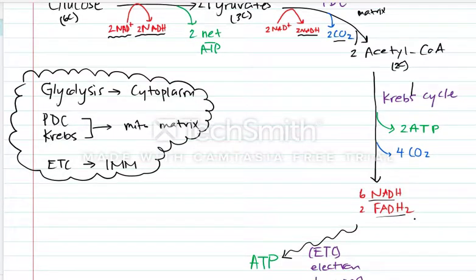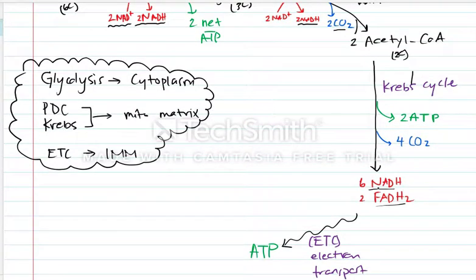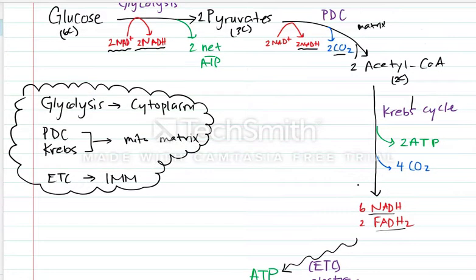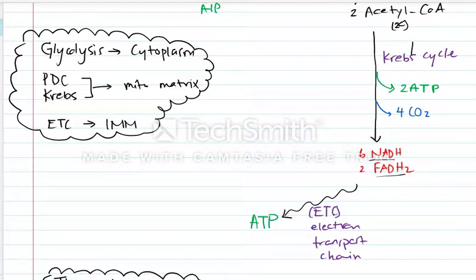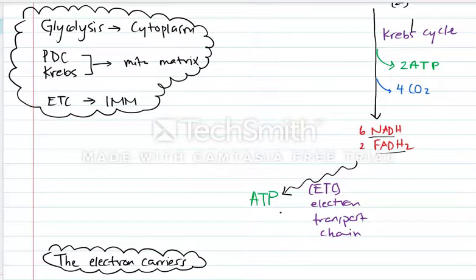Now, all of these molecules, the NADH here, NADH there, and here, go into the electron transfer chain, ETC, and later on they produce ATP. Okay? I'm going to introduce a couple more terms before we carry on.